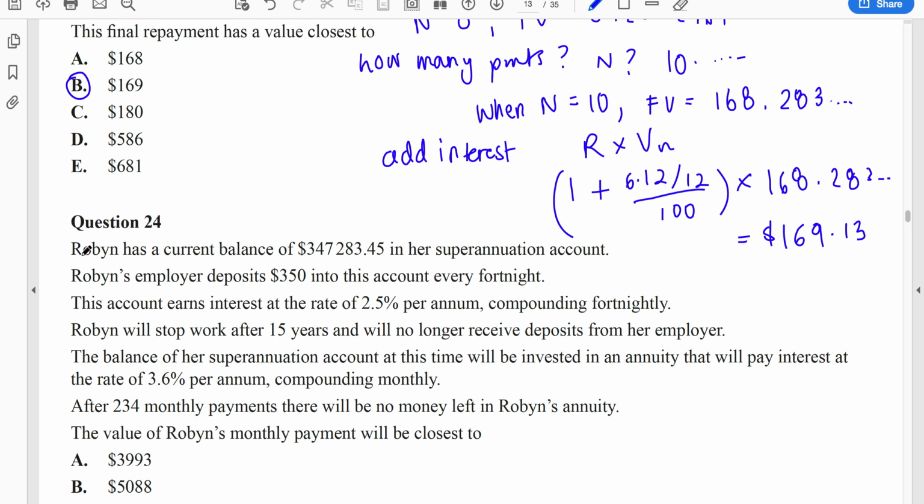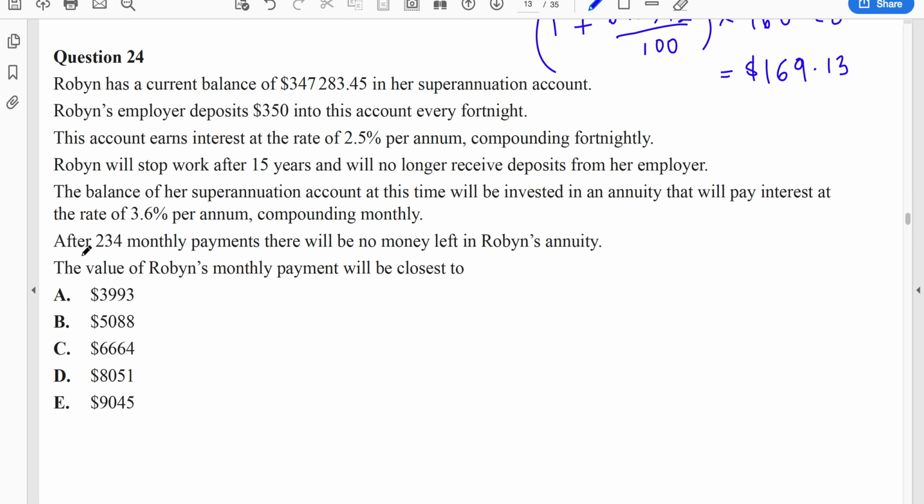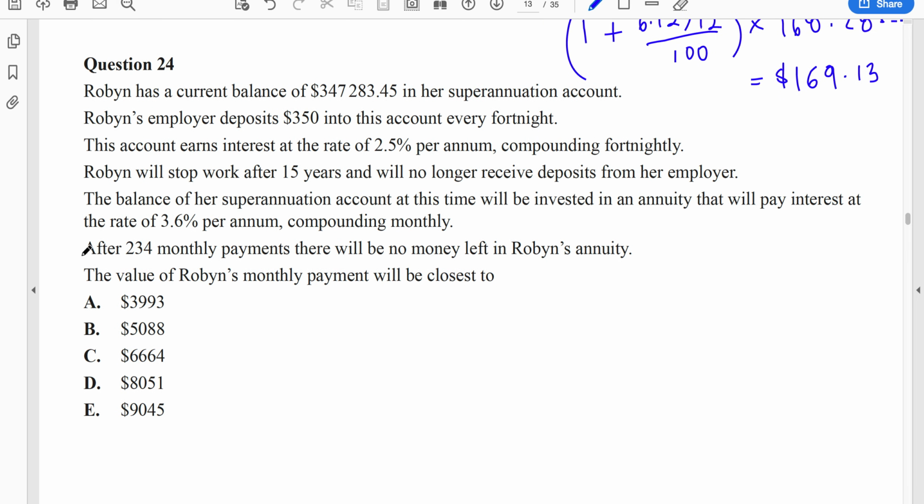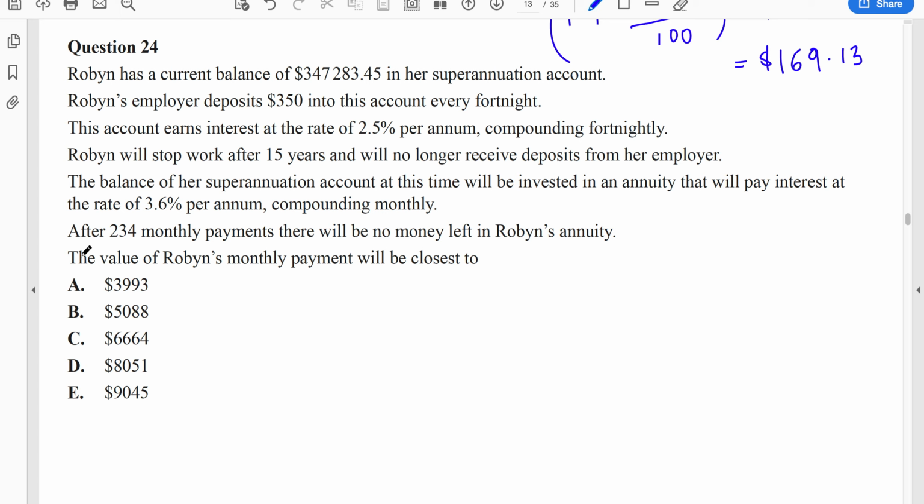Okay, finally, last one. Despite the fact it is the last one, I actually think this one is easier than the previous question. It's just a two-step solver question. I guess the hardest part about this one is it's so wordy. You've got this whole paragraph you have to read before you can get into it. So basically what's happening is Robin is accruing superannuation. So her employer is putting money aside. When she retires, she's going to put that money into an annuity, mentions down here, and then she's going to start taking money out of her superannuation.